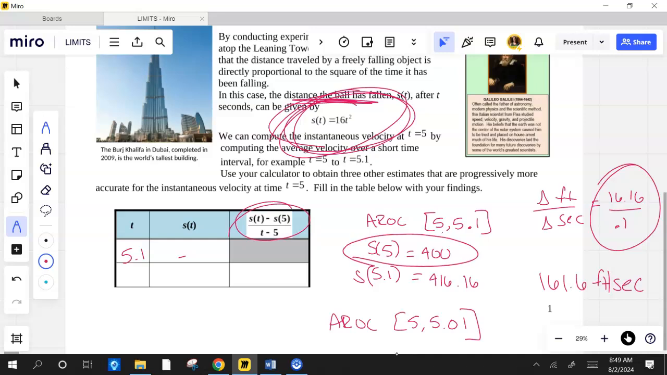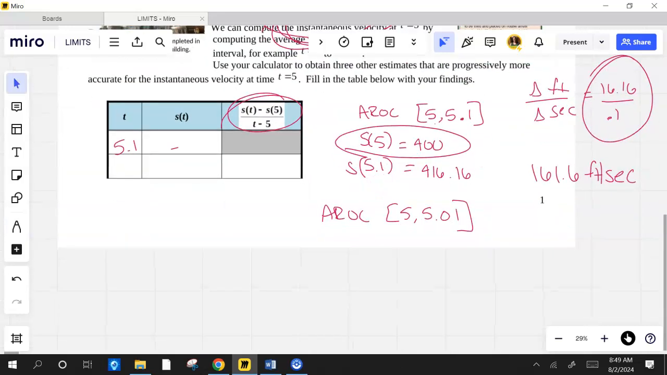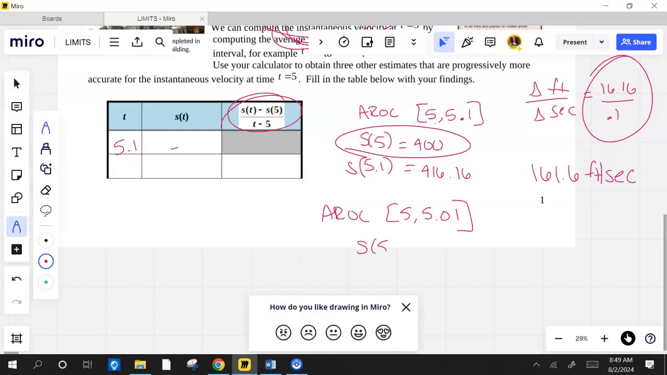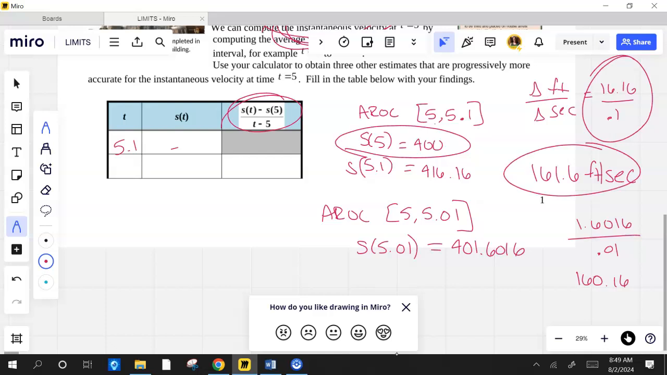Remember, we've already got S of 5. We're just going to keep referencing that. But S of 5.01, what did you say you got, Wyatt? 401 point. So now my change in feet is what? 1.6016. How did my time change? 0.01. What's my average rate of change, or my average velocity here? Do you see what's happening as I close in on that interval?